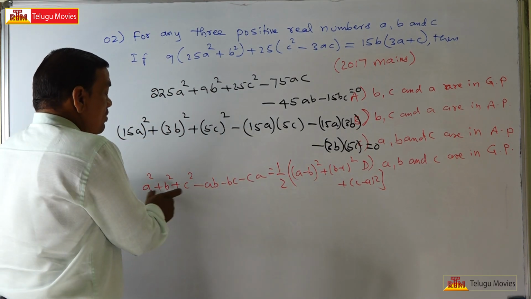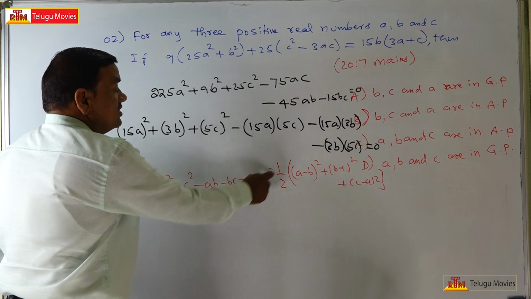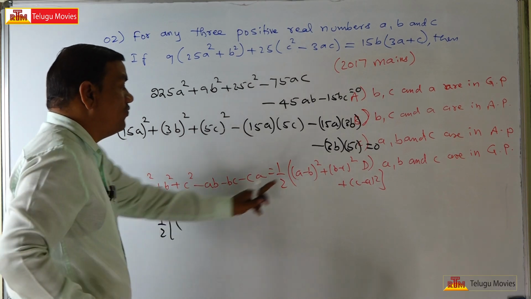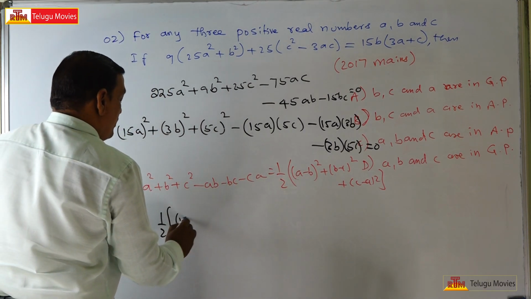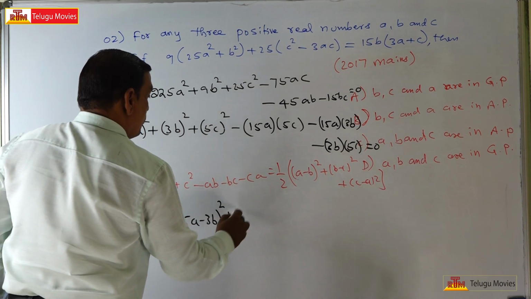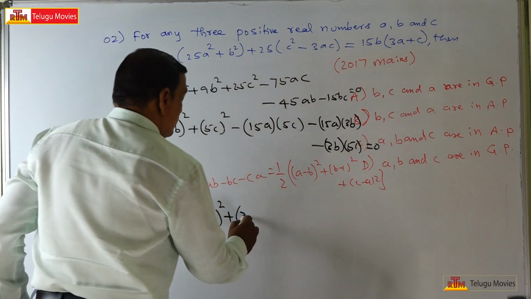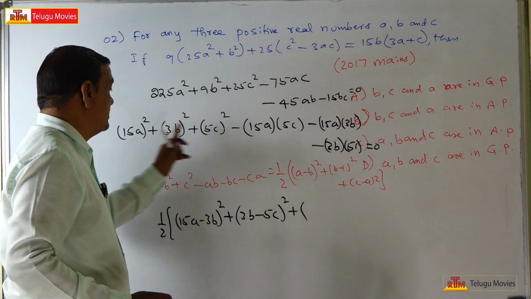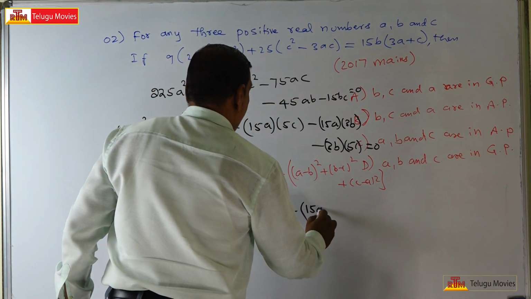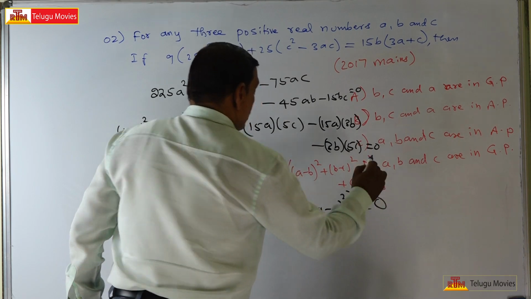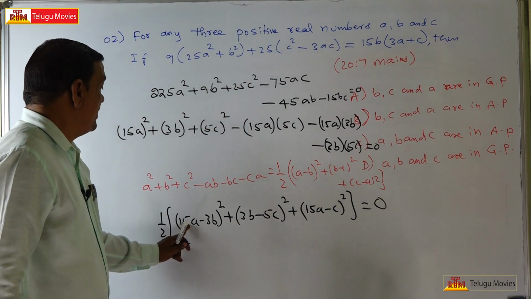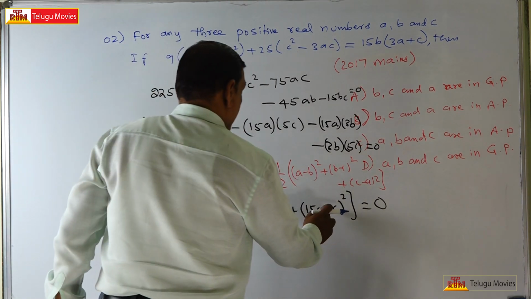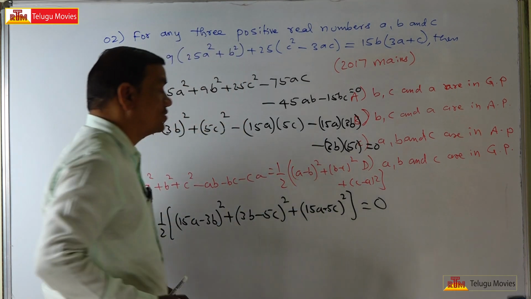So that means a square plus b square plus c square minus ab minus bc minus ca is equal to how much? 1 by 2 of (a minus b), here a means 15a minus 3b, whole square plus (b minus c), that means 3b minus 5c, whole square plus (c minus a), c minus a means 15a minus 5c, whole square is equal to 0.